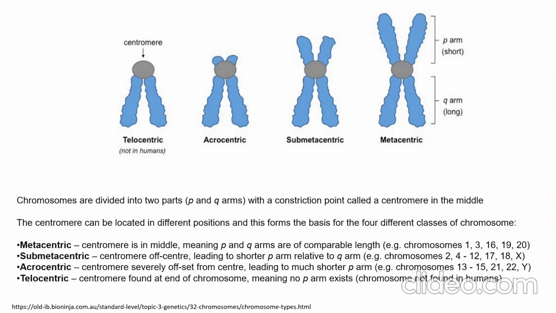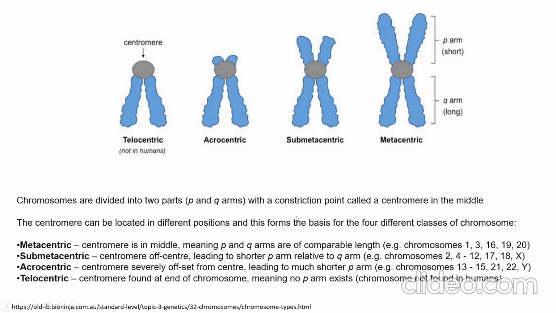You can have your metacentric chromosome, where the centromere is in the middle and your P and Q arms are similar in length. In humans, some examples are chromosomes 1, 3, 16, 19, 20. Apparently these are all metacentric. Then you have submetacentric, where the centromere is a little bit off the center, so your P arm is shorter than the Q arm to a degree. Chromosomes 2, 17, 8, 4, all the way to 12, it seems, are all submetacentric.